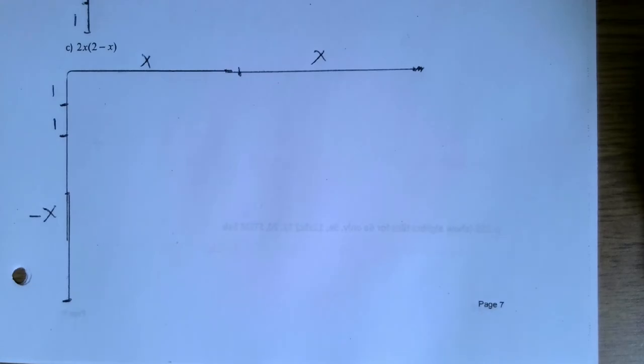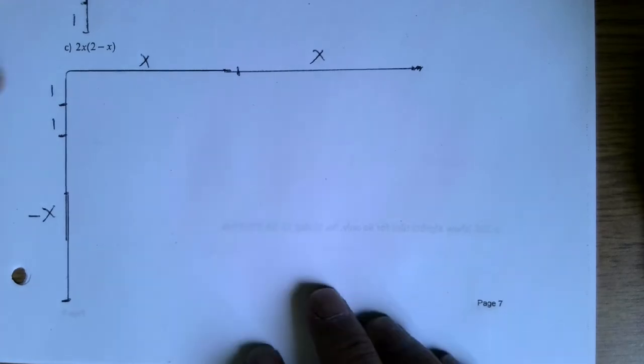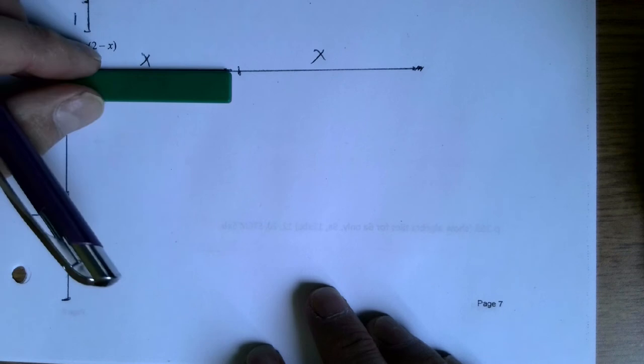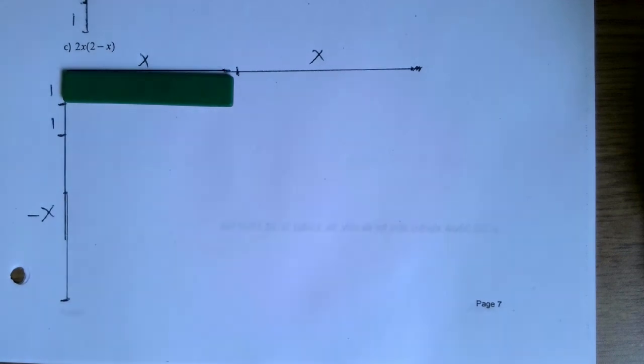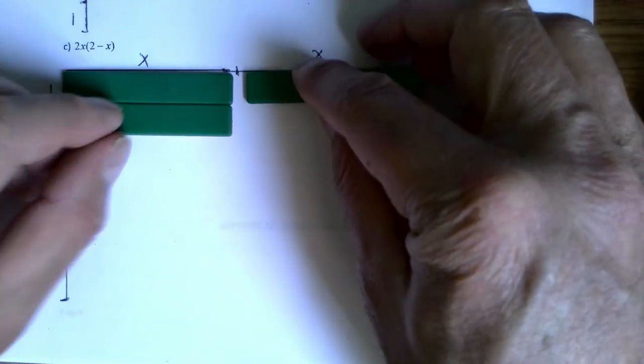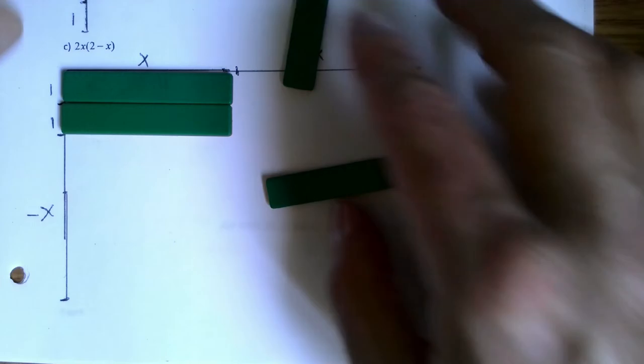All right. And again, length times width, we've got 1 times x is x. And we're going to have a bunch of 1 times x's. So those are all going to be there.